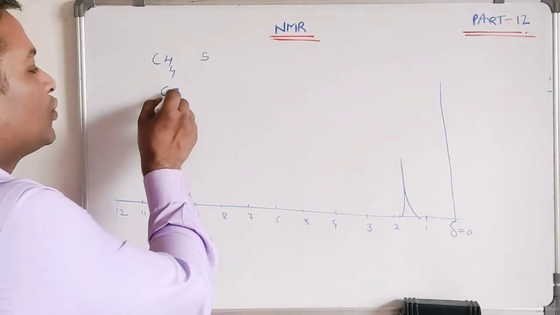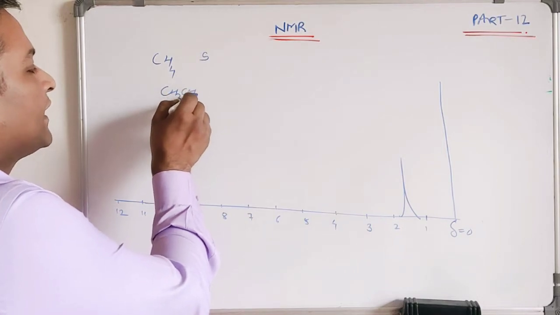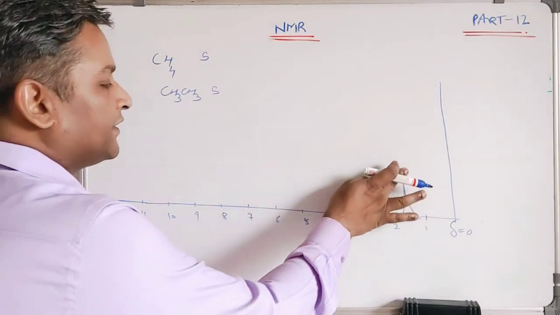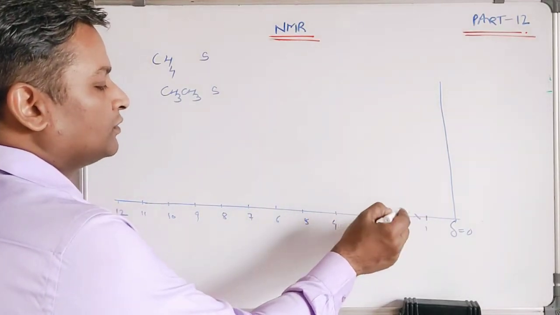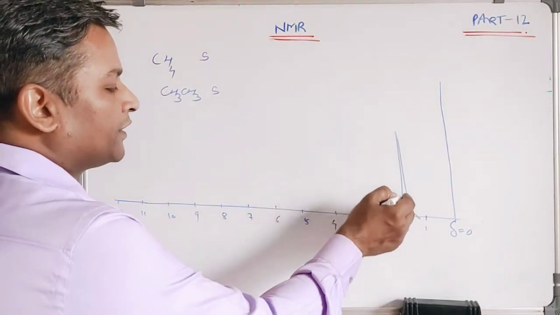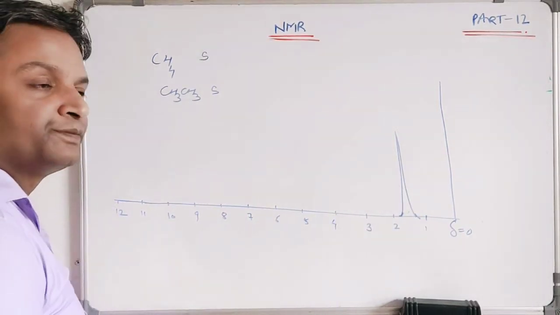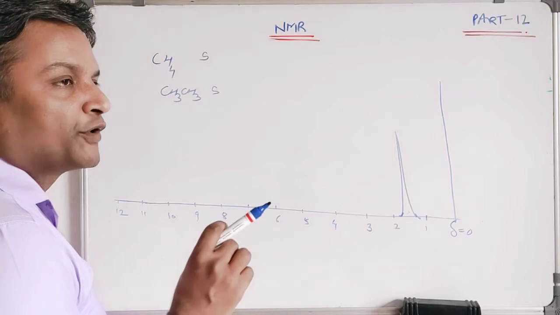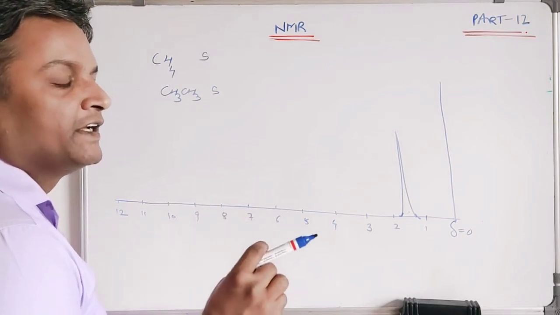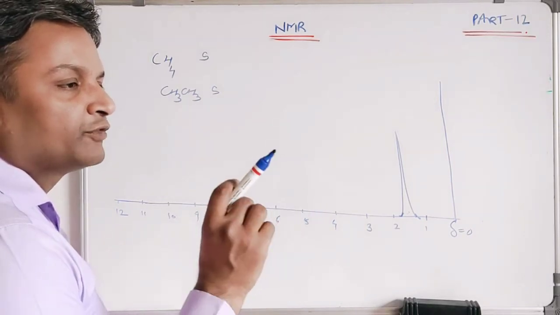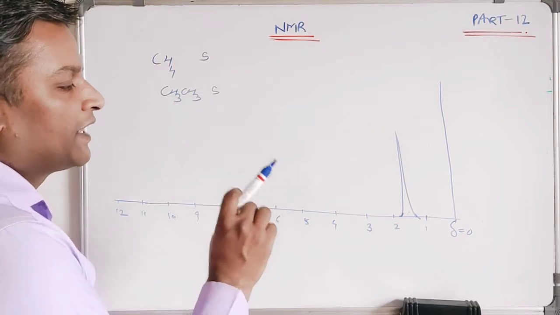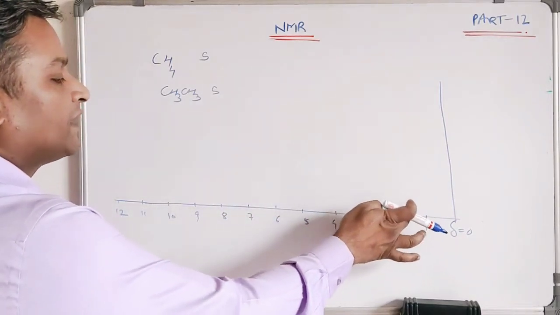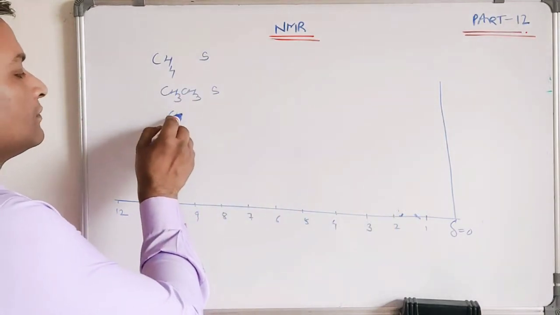Suppose I ask you what will be the spectrum of ethane. Ethane will also be a singlet, in the same region where methane is found, for 6 protons. The intensity of the ethane peak will be higher because the number of protons in ethane is 6 and the number of protons in methane is 4. So the methane peak will be smaller in comparison to ethane.